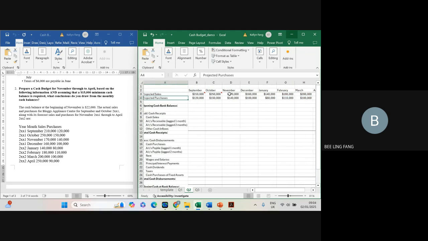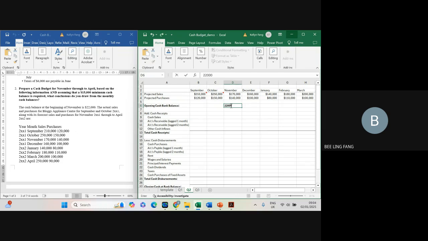So first you fill in the sales and purchases given here. And then your opening cash: you must have the 15,000 minimum. The cash balance at the beginning of November is 22,000, so starting from November, you have the 22,000. Now we can start calculating with the information given here.